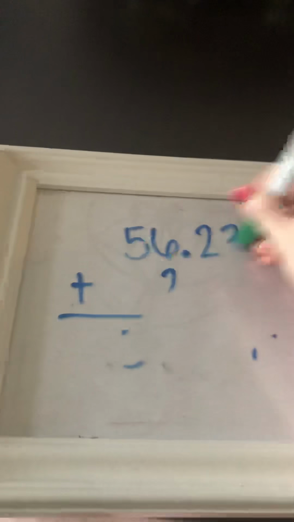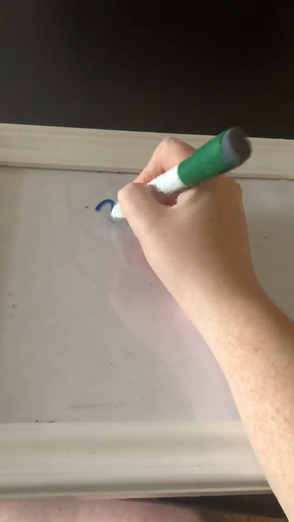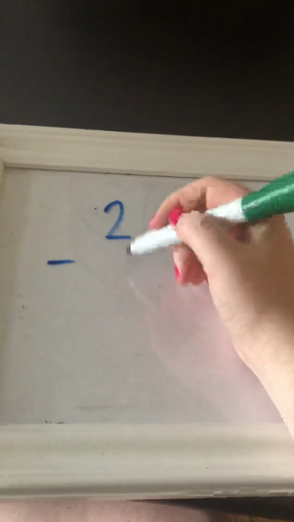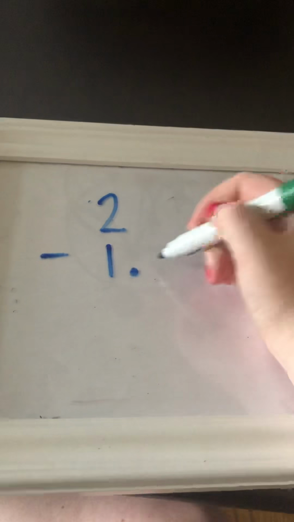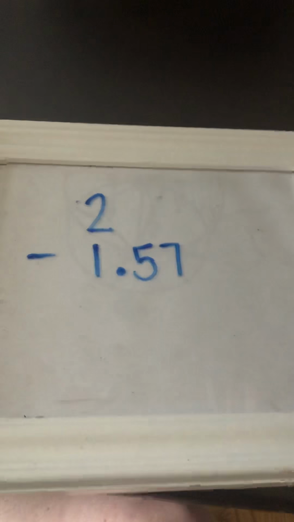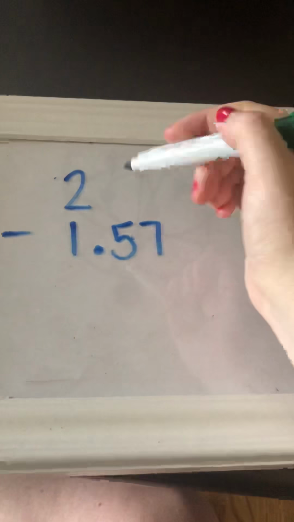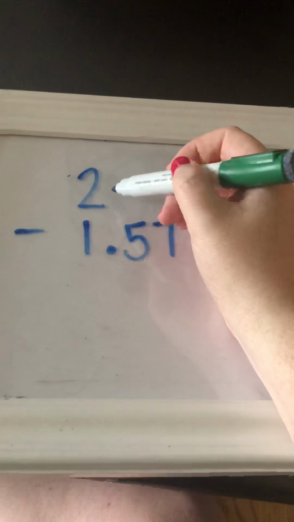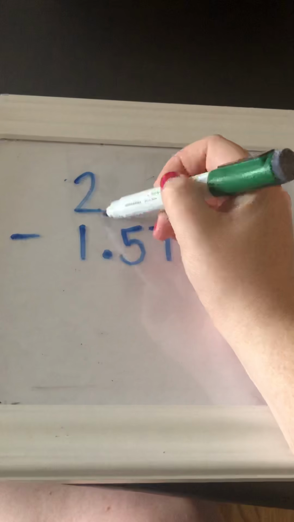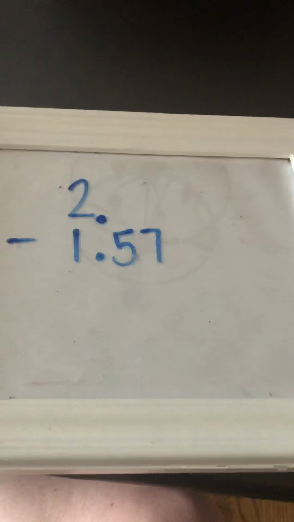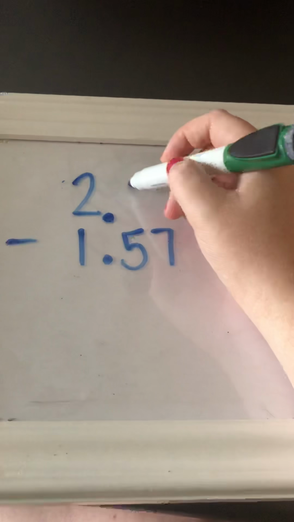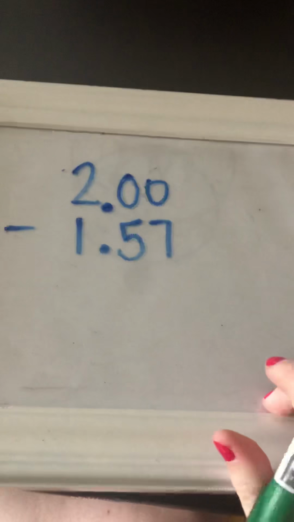This time we are going to subtract. And I've seen on your worksheet that you have a problem that looks similar to this. 2 minus 1 and 57 hundredths. Keep in mind, you do want to line your decimals up, and if it's a whole number, it always comes before the decimal. And also, you can add zeros here if that helps you.